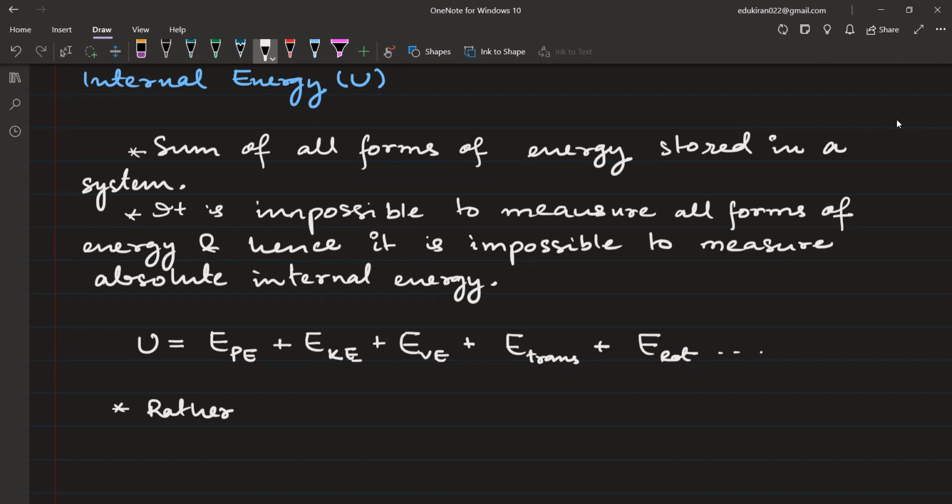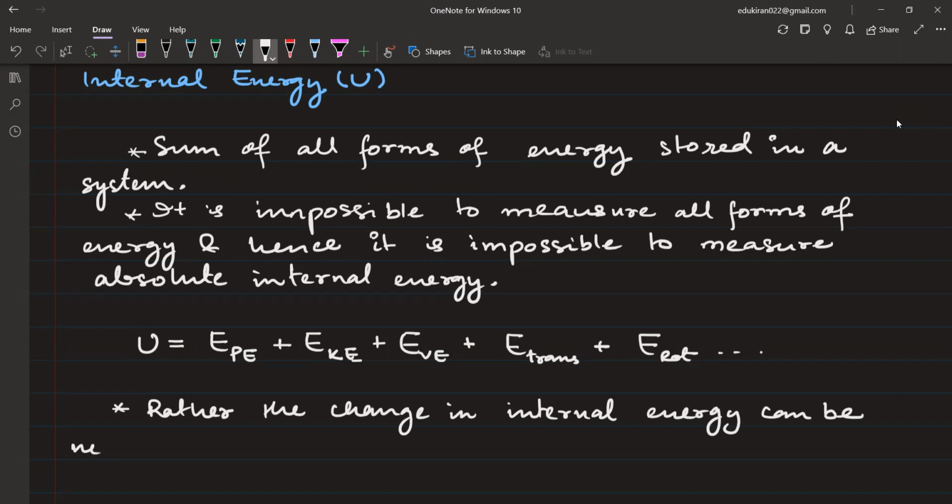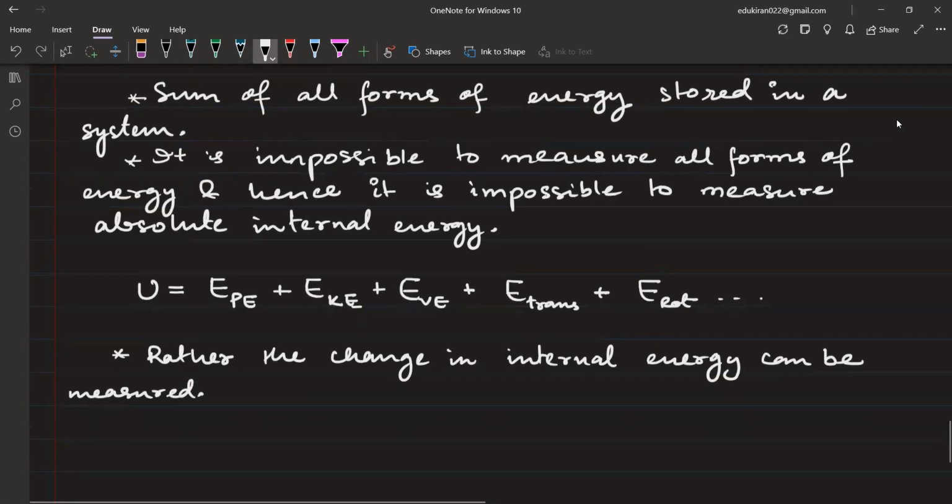Please see right here. Rather, the change in internal energy can be measured. ठीक है? अच्छा, change in internal energy is the internal energy of final minus the internal energy of initial. ठीक है? Please ध्यान रखिए, again this is not a formula, this is just a definition.